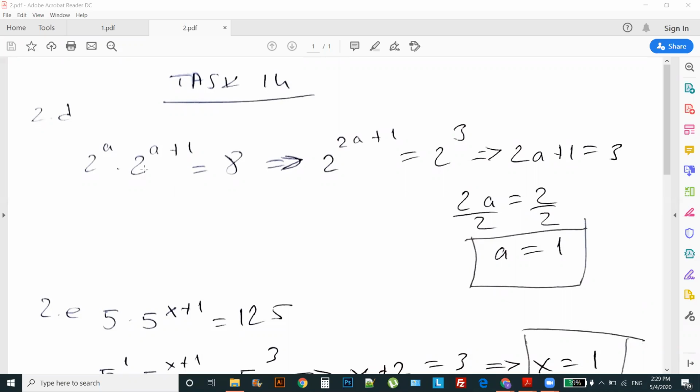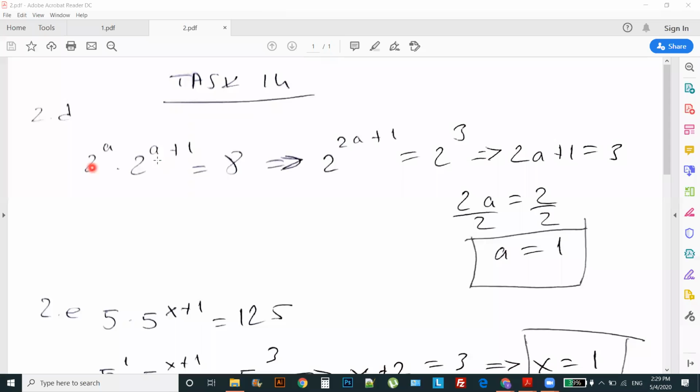As you can see, my bases are 2 and 2. So the best option for me will be to write 8 also as an exponent on the base of 2. And remember here, guys, 2 to the power of a times 2 to the power of a plus 1. Remember, multiplication with the same base, we add the powers.